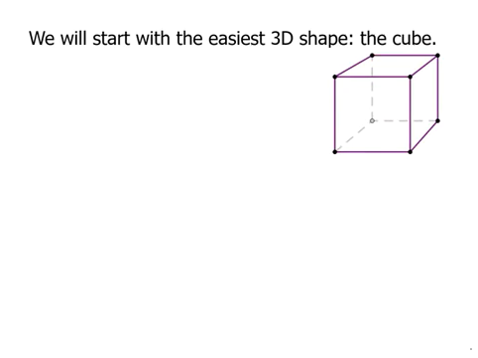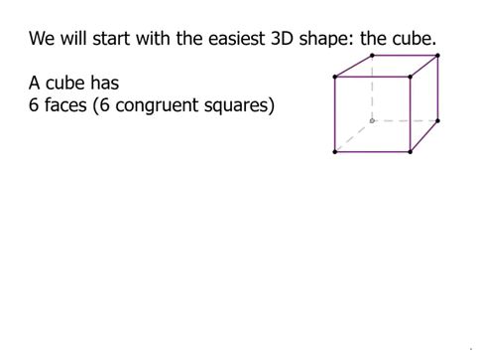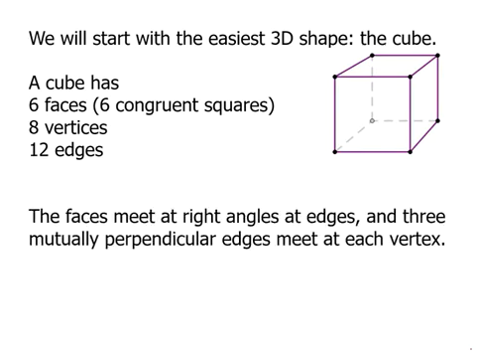Very special shape. And of course, a cube has 6 faces, 6 sides, and these are 6 congruent squares. It has 8 vertices and 12 edges. And it's true that at every edge, 2 faces meet in a perpendicular manner, and at every vertex, 3 edges meet mutually perpendicular. So it's all right angles, all the meetings of edges and faces.